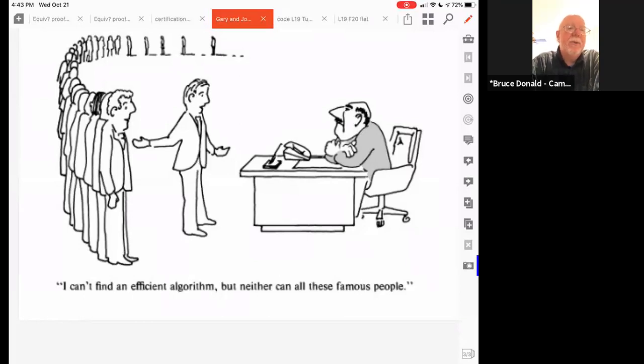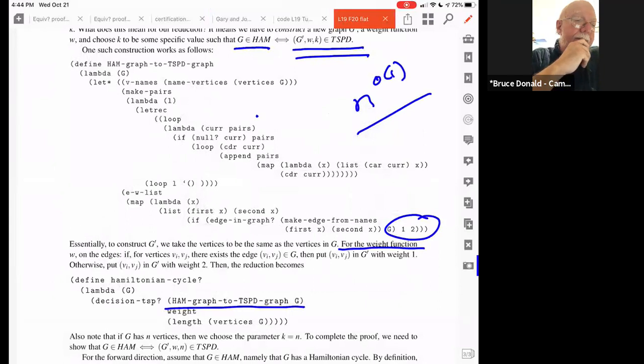So what we're doing is showing equivalent hardness. If we had a rock solid proof that HAM was actually impossible to solve in polynomial time, we would have a contradiction and a rock solid proof that your new problem Y, or TSP, was like that. Instead, what we have is a consensus of scientists right now who say, we don't know how to do it. We think it's probably impossible.